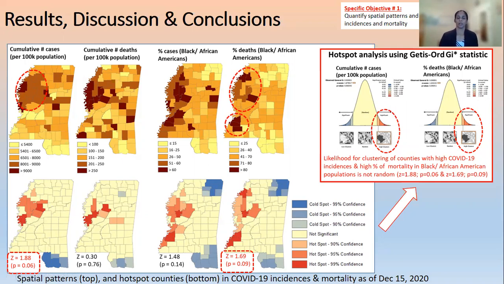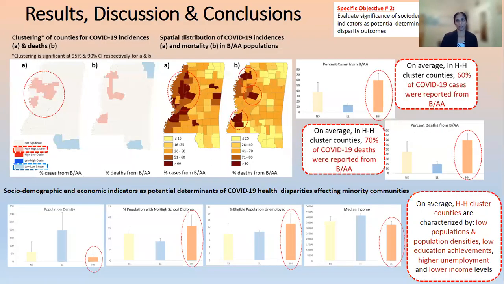So we took one step forward to see what is really going on in these clusters. And when we analyze our data for each of these clusters separately, we have 3 clusters: non-significant, low-low cluster, and high-high cluster. What we notice is that the counties within the high-high cluster are clearly different from the other areas in terms of COVID-19 incidences, mortality, and also sociodemographic and economic aspects.